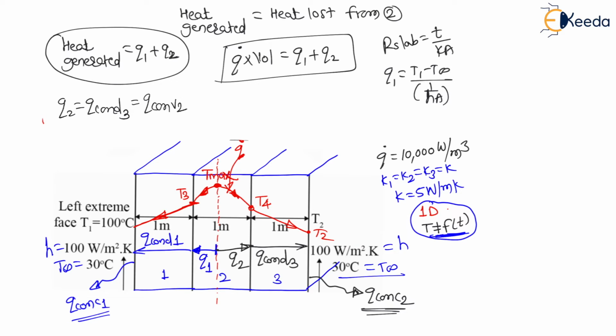So my dear students, from this we can write Q2 is equal to heat conducted through the third slab, the heat conducted is between T4 and T2. Therefore here temperature difference is T4 minus T2, and between them the resistance is again through the slab, thickness divided by KA. Now the heat convected is between T2 and T infinity. Therefore here temperature difference is T2 minus T infinity, divided by the convection resistance, which is 1 upon HA.